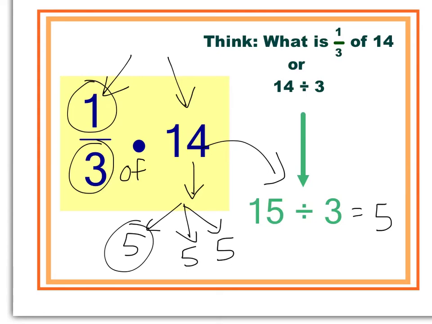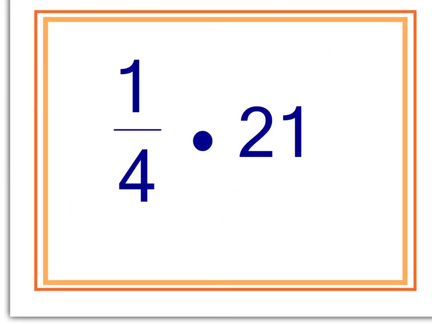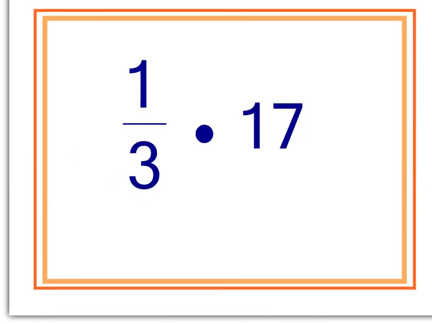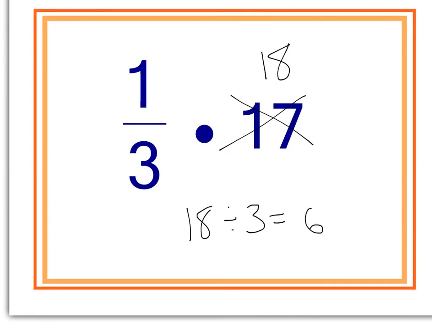Another way to think of this is if you're multiplying by something with a 1 on the top, you just divide by the number on the bottom. Okay, so 1/4 of 21. Again, I'm going to change that and say let's make that 20 so that I can easily make 4 equal groups. 20 divided by 4, my answer is 5. 1/3 of 17. Again, let's change this. How about we make it 18? I can split 18 into 3 equal groups, and I get 6.